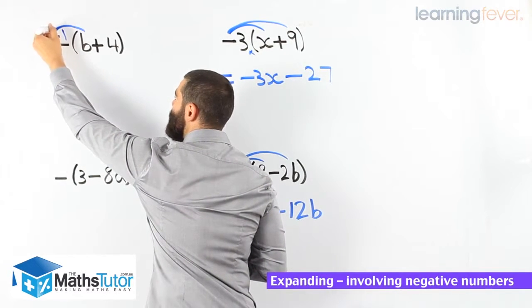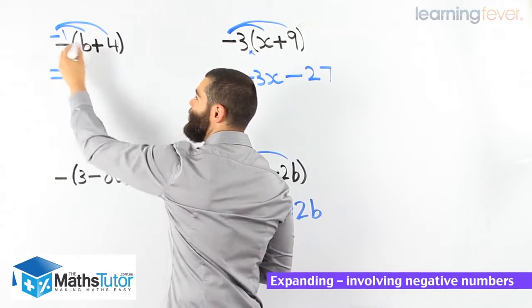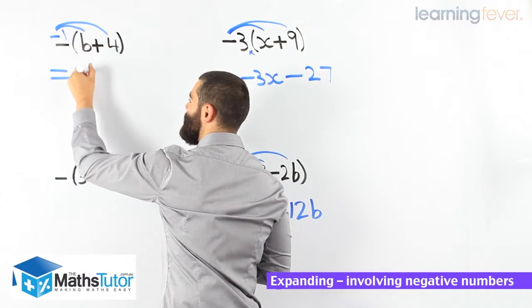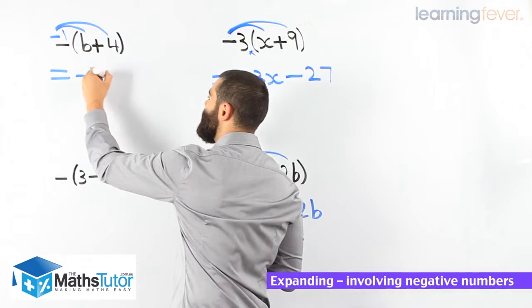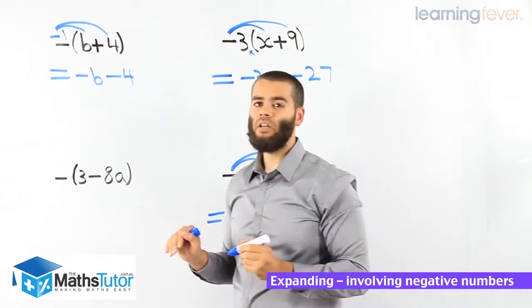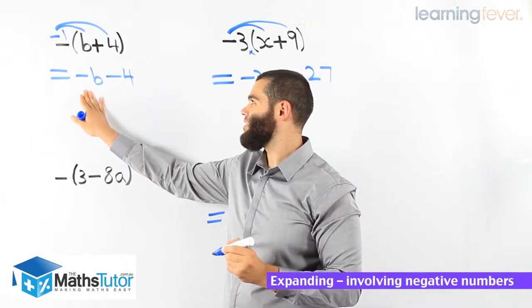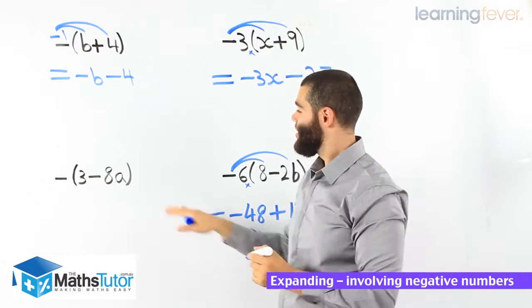times b, negative 1 times 4. Negative 1 times b is negative 1b or negative b. And negative 1 times 4 is negative 4. So minus b or negative b minus 4 is the final answer. And negative here by itself really means negative 1.